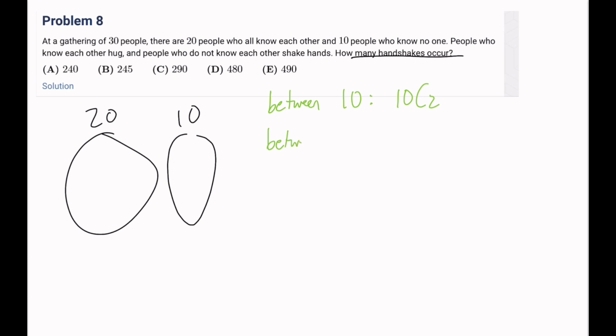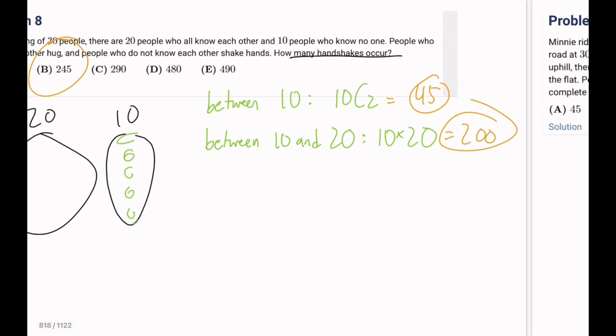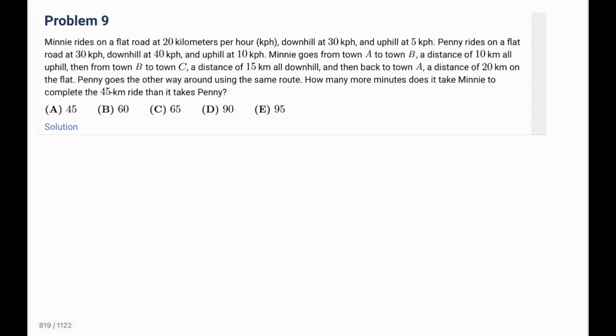And then between the 10 people and the 20 people who know each other, each person from the 10 would shake everybody's hand from the 20 people, right? So that is 10 times 20. And so this one is 10 choose 2, which is 45. 10 times 20 is 200. So you add them together, you get 245. The answer is B.